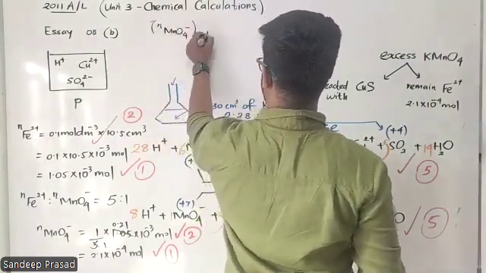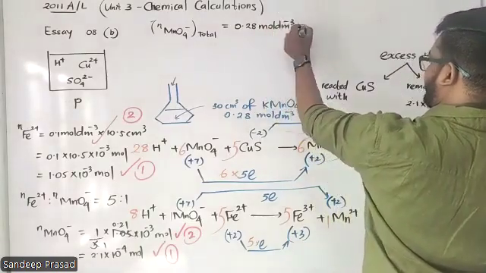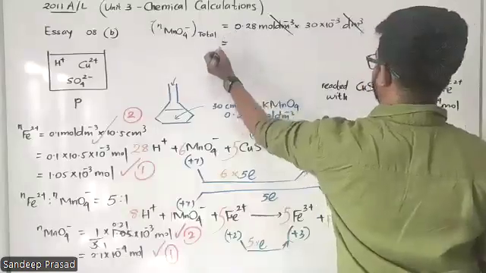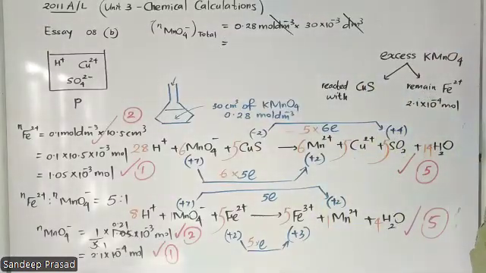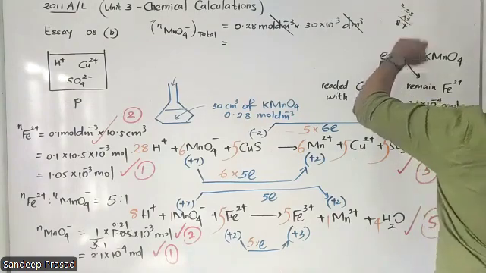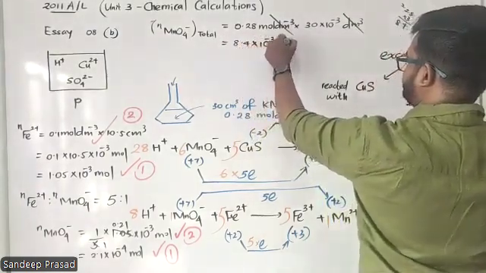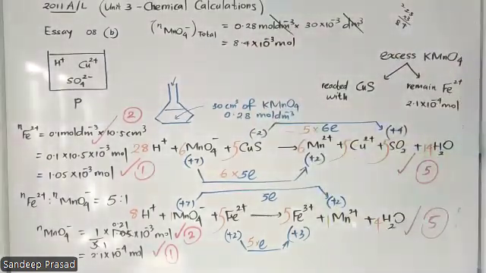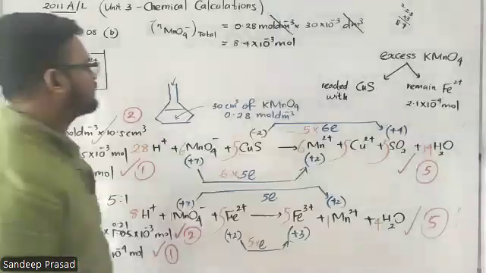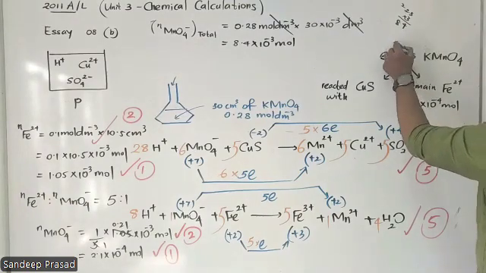Total: 0.28 moles per cubic decimeter multiplied by 30 minus 3 cubic decimeter. And then the answer is 2.8 multiplied by 3. So this is the total potassium permanganate number of moles. Now we know the total, so the total potassium permanganate is 8.4 × 10 to the power minus 3.